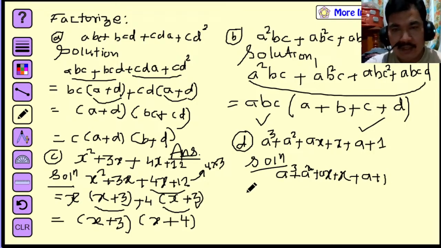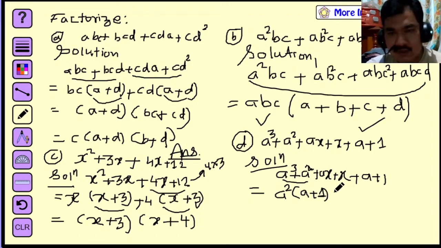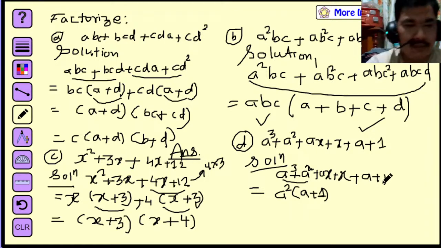Then we have to see that, see here, in these two questions there is a square common. If a square is common, here is left a plus 1. Right, and now the last one, look here, and this one, look here.